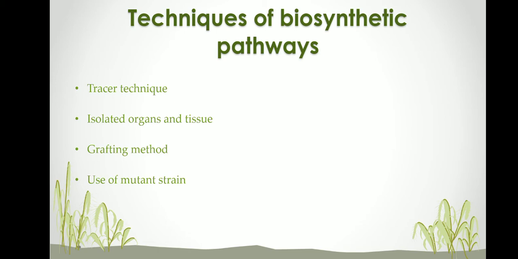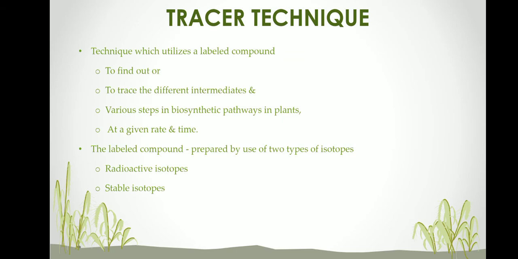So, these biosynthetic pathways are used for studying the production of primary as well as secondary metabolites. The various techniques involved are tracer technique, isolated organs and tissue, grafting method, and the use of mutant strains. Among these, the most important one is tracer technique. That is, we are tracing the pathway. In simple words, we are tracing the pathway by using radioactively labeled compounds.